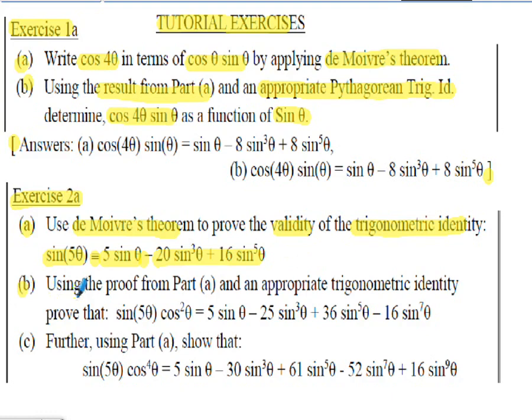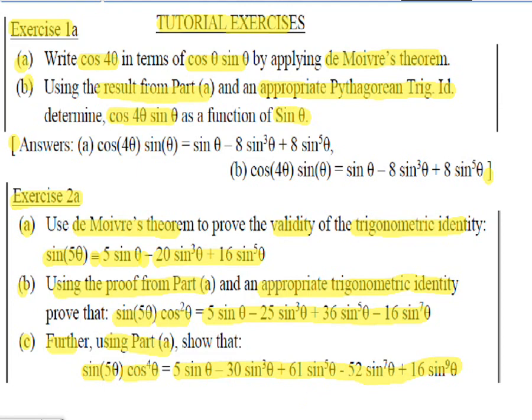So part B requires us to use the proof from part A, and assuming an appropriate trigonometric identity, we've got to prove that the sine of 5 theta multiplied by cos squared theta is equal to this expression shown here on the right hand side. Part C, further using part A solution, we've got to show that sine 5 theta cos to the power 4 theta is equal to this expression on the right hand side.